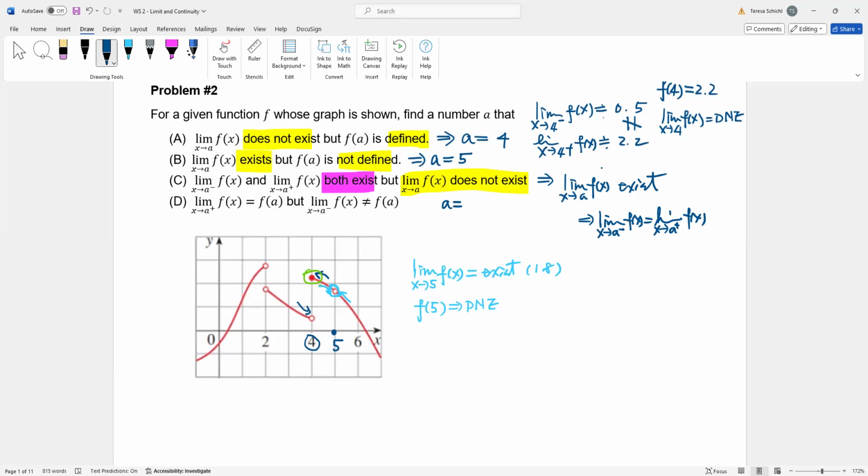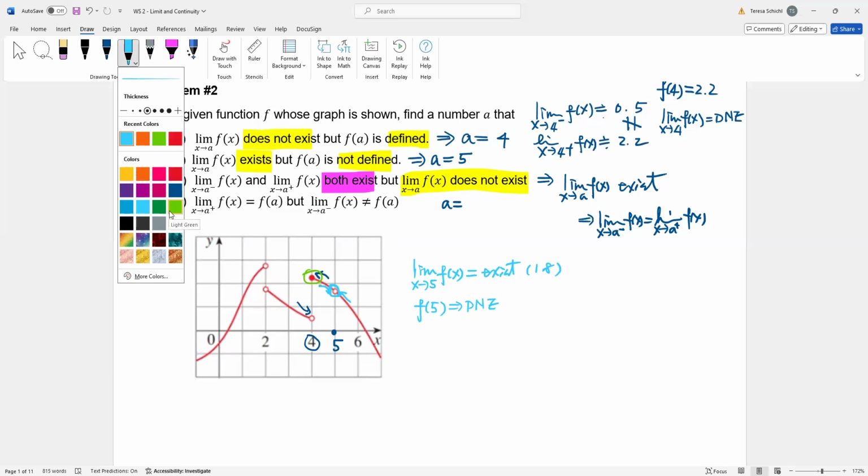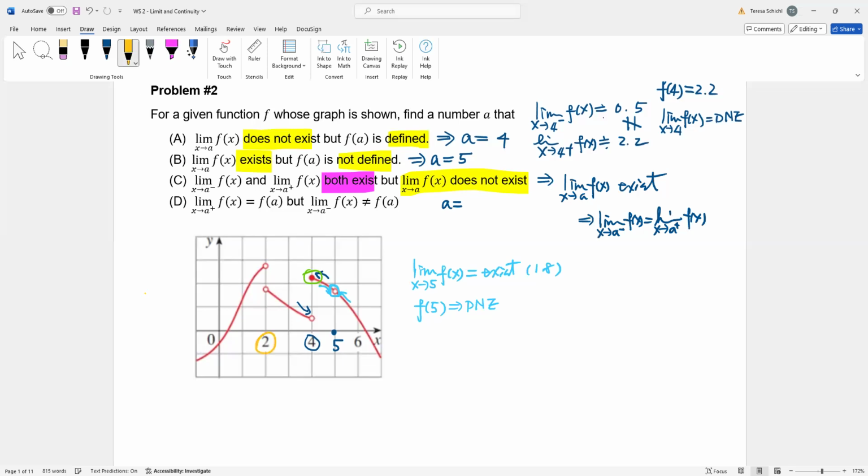So the first one here will be this point, A equal to what? Equal to 2. Why here? Because the limit you approach from the left, this one exists, it's here. You approach from the right, it is approaching to here, the limit exists. So both of them exist, but they are different. So that's why the limit does not exist.